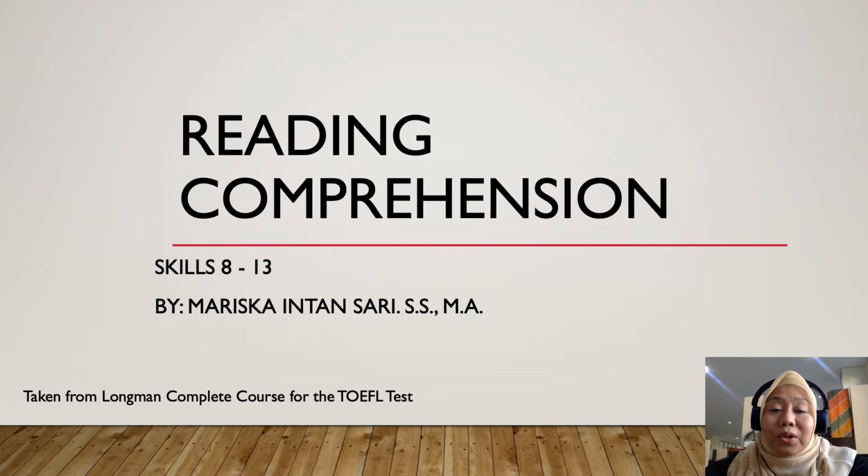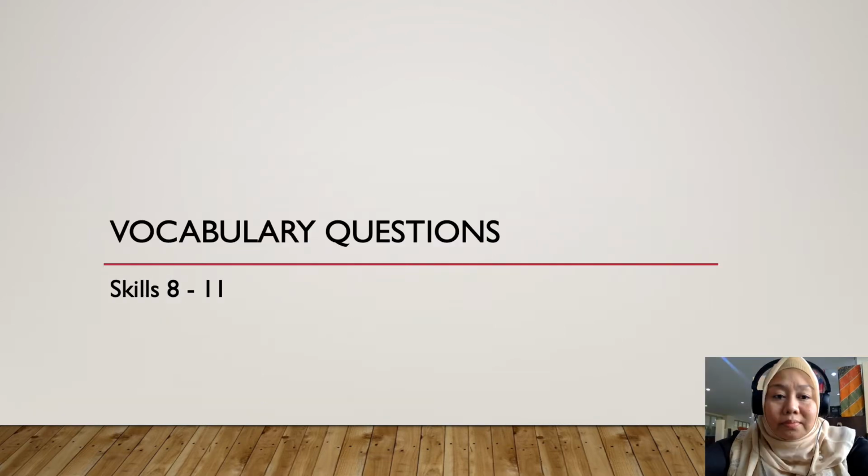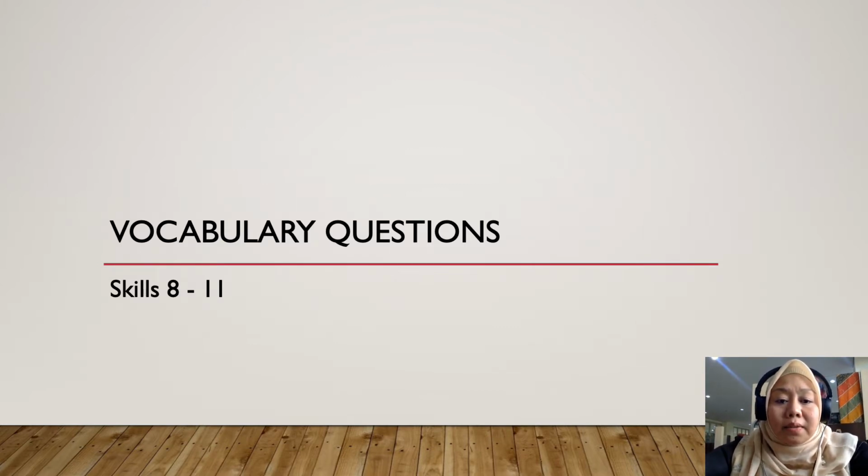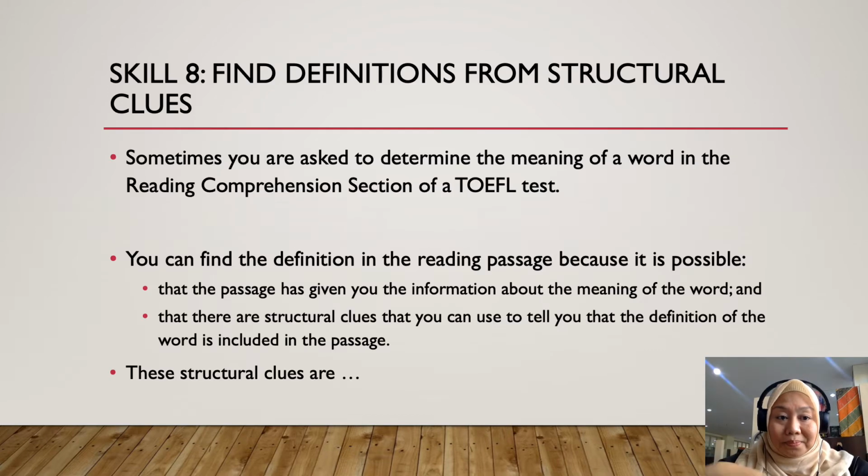And today we are going to discuss the reading comprehension section of a TOEFL test and the skills needed, especially skills 8 to 13. At first, we are going to discuss the skills related to vocabulary questions, and it covers skills 8 to 11. Okay, let's go to skill 8, which is find definitions from structural clues.